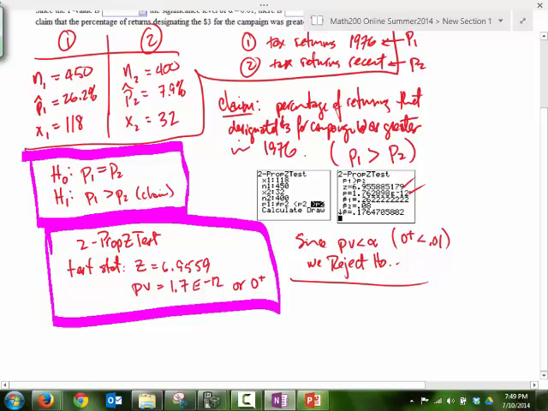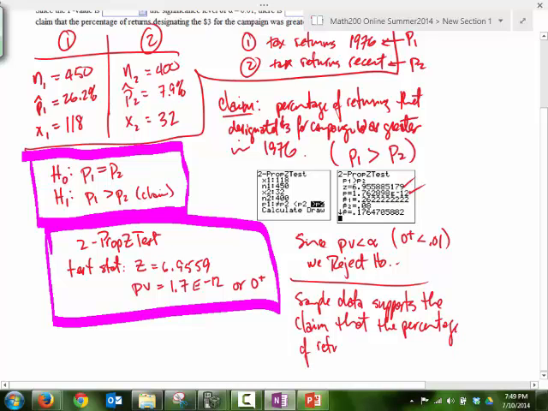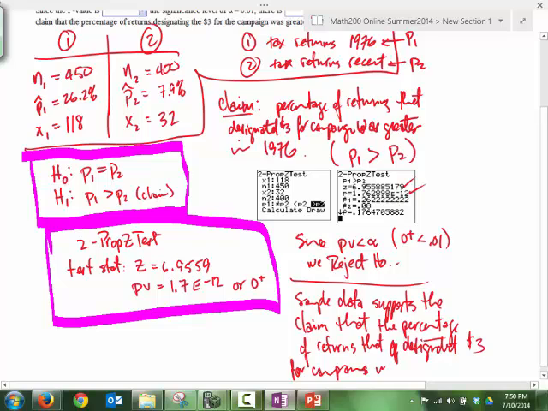Sample data supports the claim that... and just copy exactly what you wrote down for your claim earlier. The percentage of returns that designated $3 for campaigns was greater in 1976 than recently.